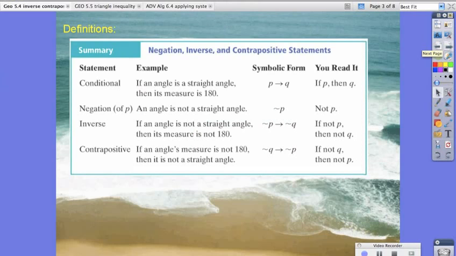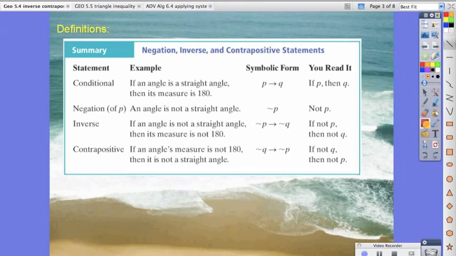So just to start, the book did a really good job of explaining the conditional, negation, inverse, and contrapositive. So we're going to look at that table and explain it again a little bit further. Now, a conditional statement is something that we've worked with before in the previous chapter. A conditional statement has an if and a then statement. The first portion, if an angle is a straight angle, is called your hypothesis. The then portion, its measure is 180, is also called the conclusion.